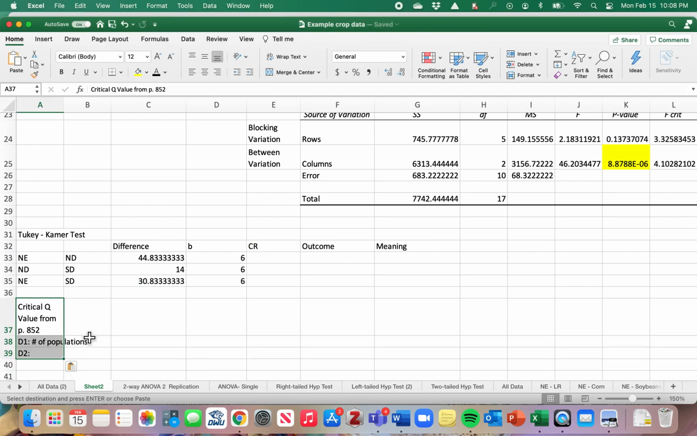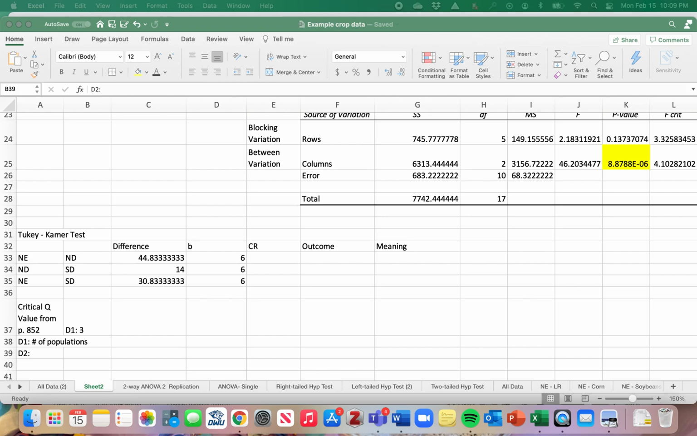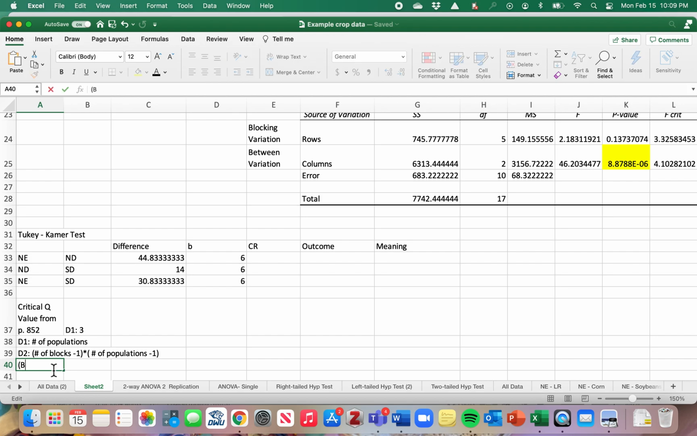from page 852. And in order to do that, our D1 is representative of the number of populations. So D1 is simply 3 because we have 3 populations: North Dakota, South Dakota, Nebraska. Our D2 is actually a little bit trickier, and that's going to be the number of blocks minus 1 times the number of populations minus 1. So it's looked at as b minus 1, little b, times, they use k to represent the number of populations, minus 1.